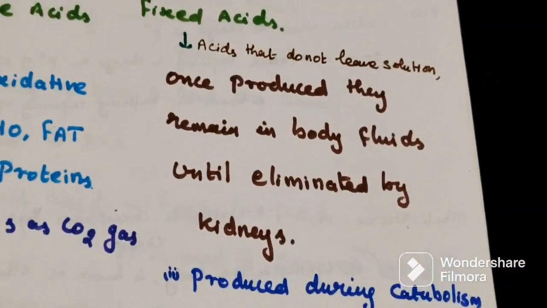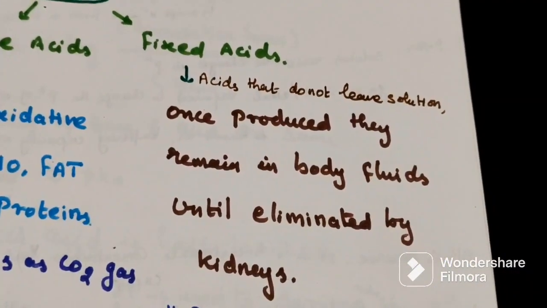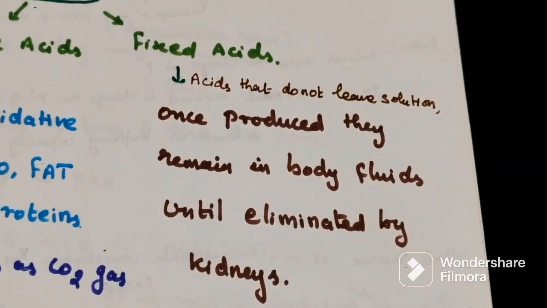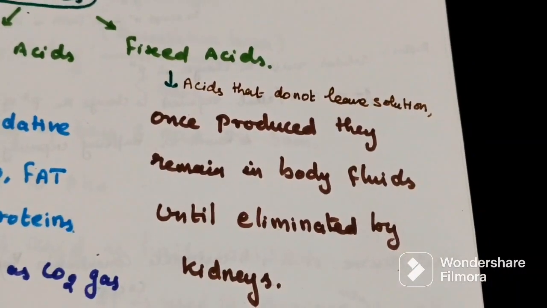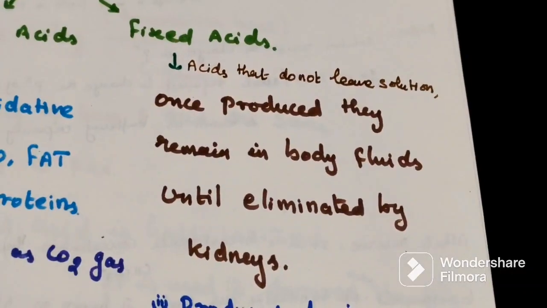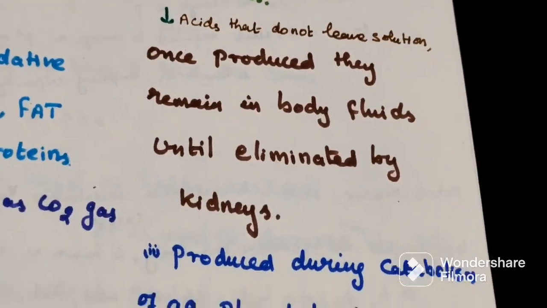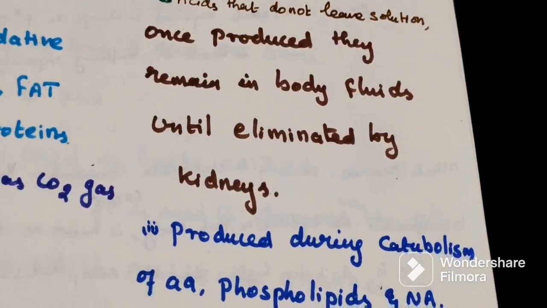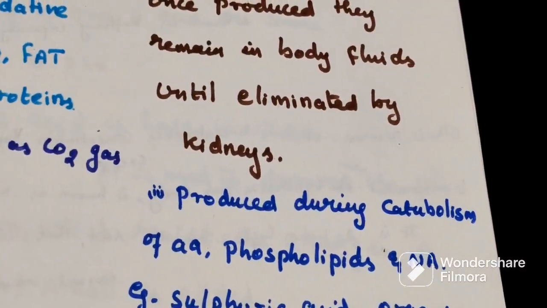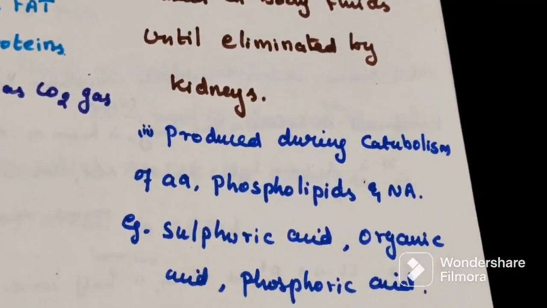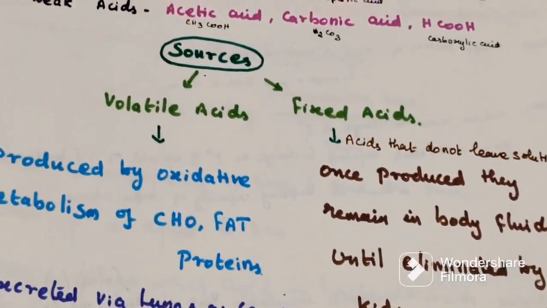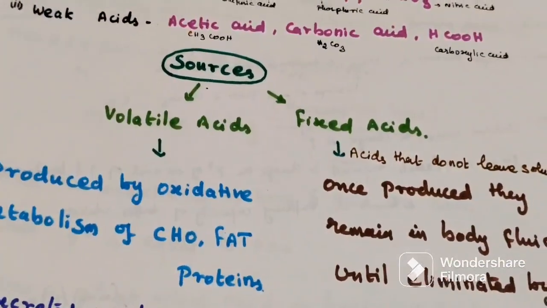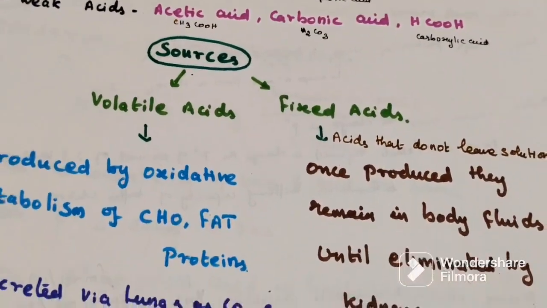So the second type of acid is fixed acid. They remain in body fluid until eliminated by the kidney. They are produced during catabolism of amino acid, phospholipid and nucleic acid. Examples: sulfuric acid, organic acid and phosphoric acid. So these are the two important sources, volatile acid and fixed acid.